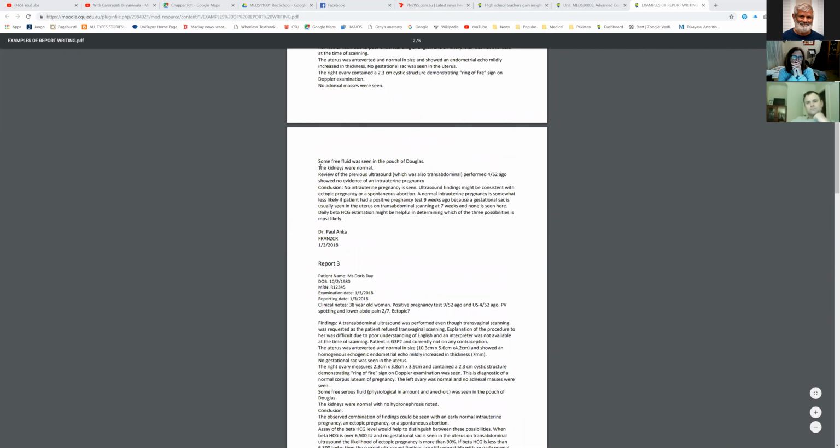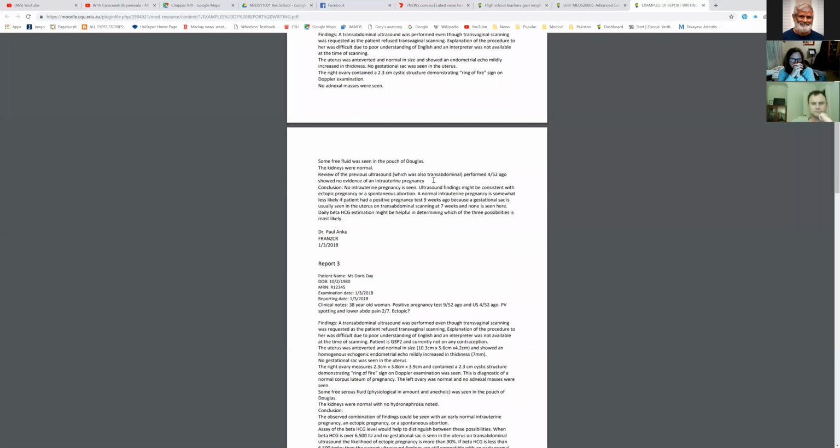And here in this report, at least it has said that the previous ultrasound, which was also transabdominal, performed 4 weeks ago, showed no evidence of intrauterine pregnancy. So without going back and looking at the report and the reader comparing it, you have compared it, and at that time there was no intrauterine pregnancy seen as well.